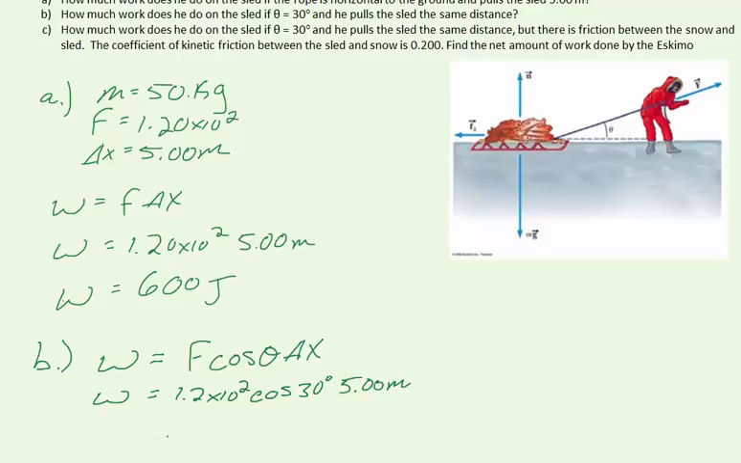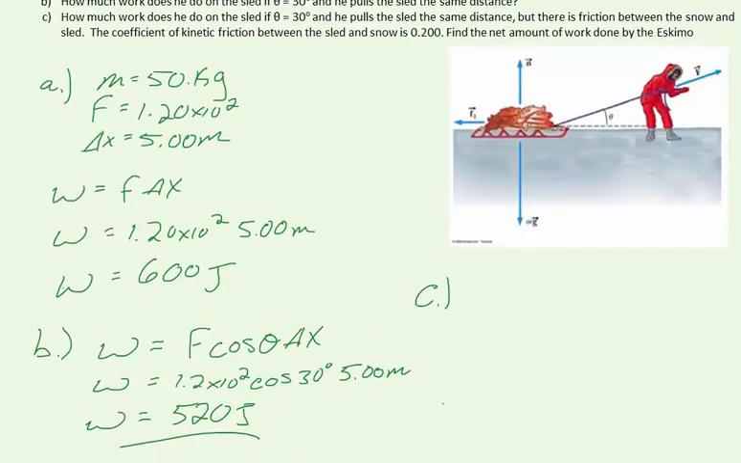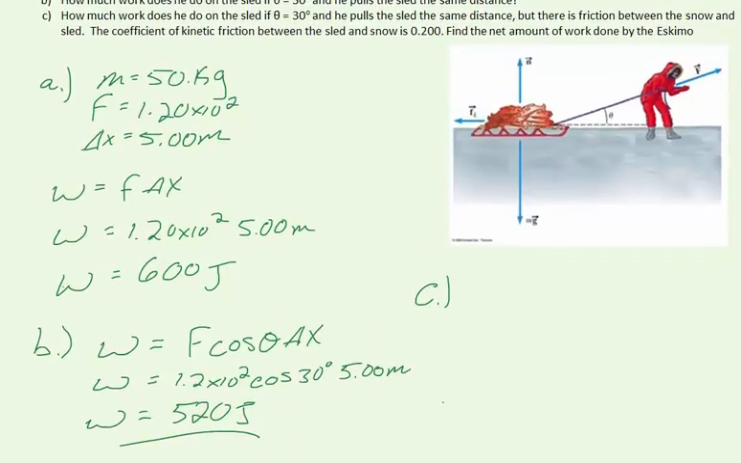And when we multiply this through, we'll see that the work done by the Eskimo will be 520 joules. In part C, we're asked how much work does he do on the sled if he pulls the sled the same distance at an angle of 30 degrees above the horizontal, but there is friction between the snow and the sled. The coefficient of kinetic friction between the sled and the snow is 0.2. And we're asked to find the net amount of work done by the Eskimo.